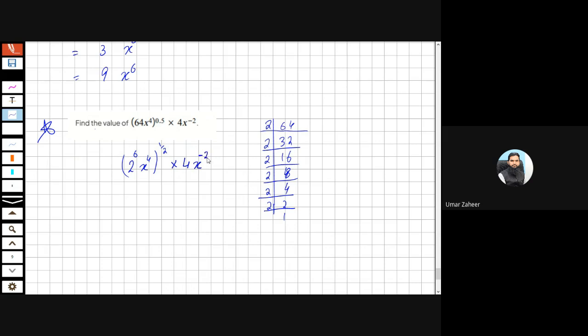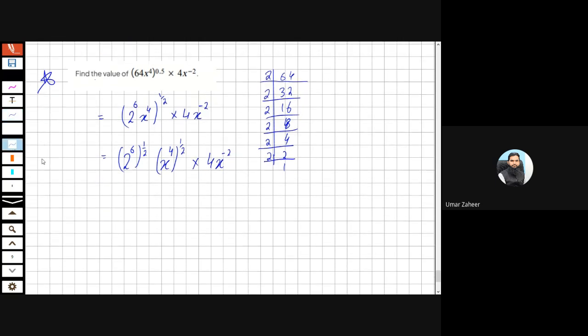Yes, is it clear? I did not do anything. I just write 64 in the prime factor form, in index form, and that's it. Now apply the power: 2 raised to power 6 whole raised to power 1 by 2, x raised to power 4 whole raised to power 1 by 2. This term is as it is.